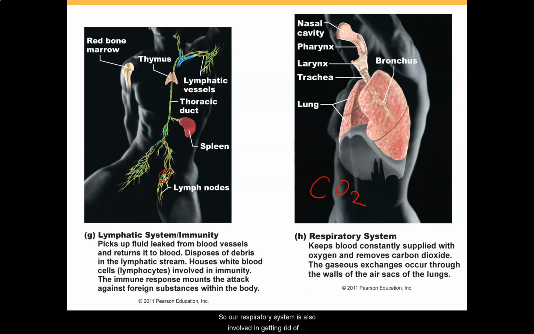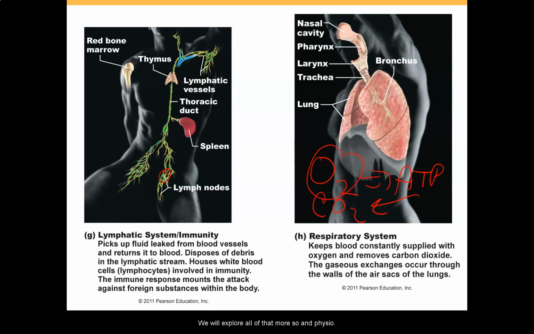So our respiratory system is also involved in getting rid of carbon dioxide when we exhale, when we take a breath out. So when we inhale, we breathe in oxygen, which is used to make ATP. And when we exhale, we breathe out carbon dioxide, which is a byproduct of making ATP using oxygen. We will explore all of that more so in physiology.